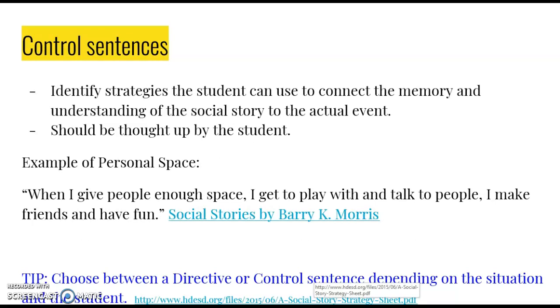A control sentence identifies the strategies the students can use to connect the memory and understanding of the social story to the actual event. This, again, should be thought up by the student. Example of personal space, which is the target behavior: "When I give people enough space, I get to play with and talk to people. I make friends and have fun."